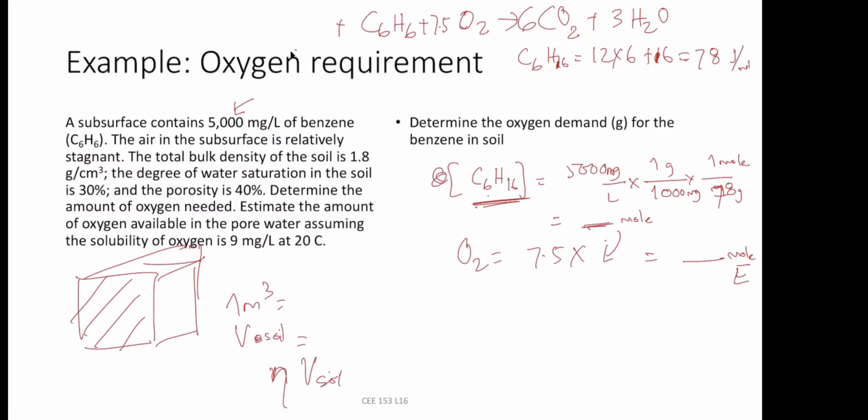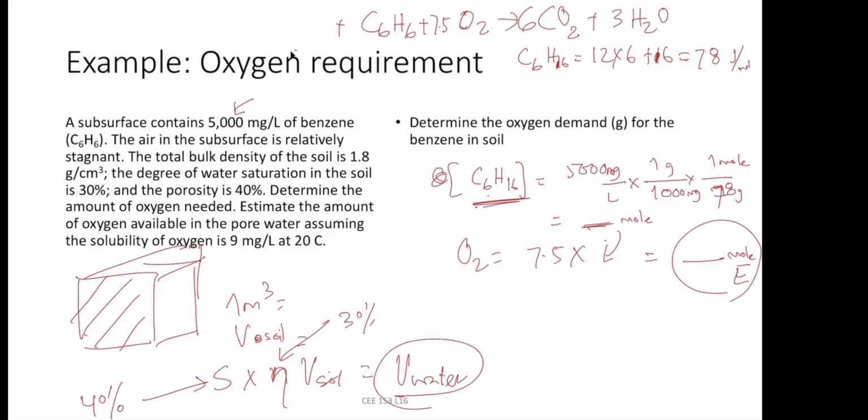Then among all the pore space, only the saturation fraction is filled with water. So that means you have to treat only that portion. So this is the total volume of water. This is the saturation, this is the porosity, and this is what is supposed to be given to you for the contaminated site. Once you know the volume of water, you know the moles of concentration needed per liter of water, then you can calculate the total amount of oxygen needed.